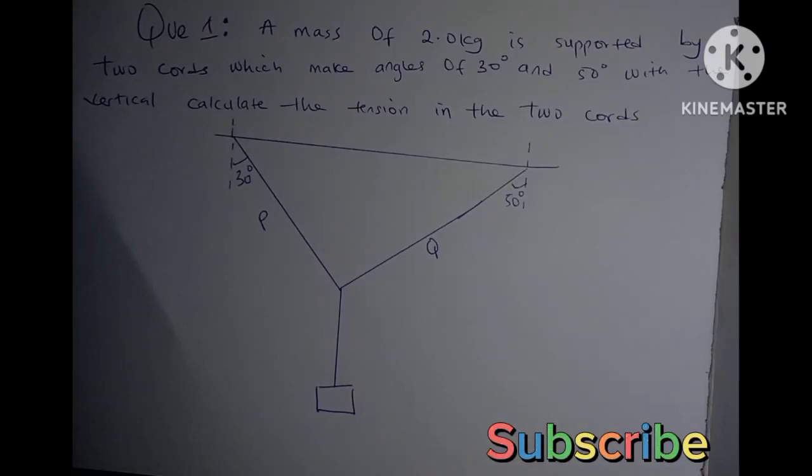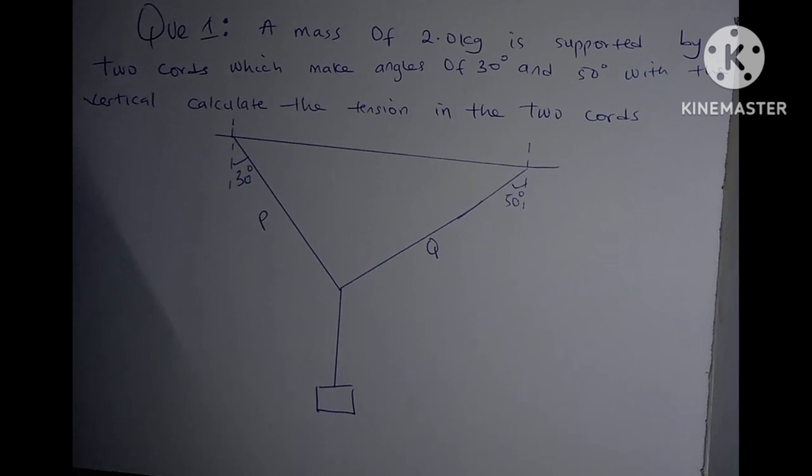Today we'll be learning calculation of tension force under equilibrium. Now we'll be taking this first question as case 1. A mass of 2 kg is supported by two cords, which makes angle of 30 degree and 50 degree with the vertical. Calculate the tension in the two cord.